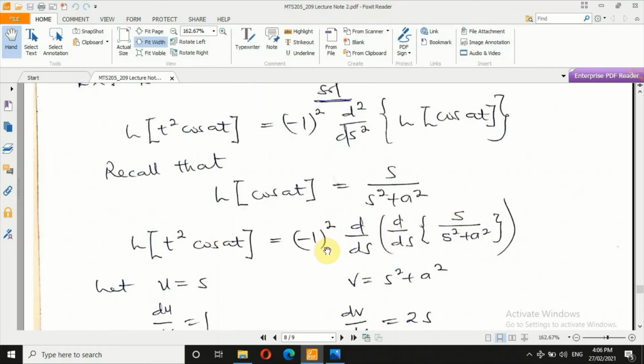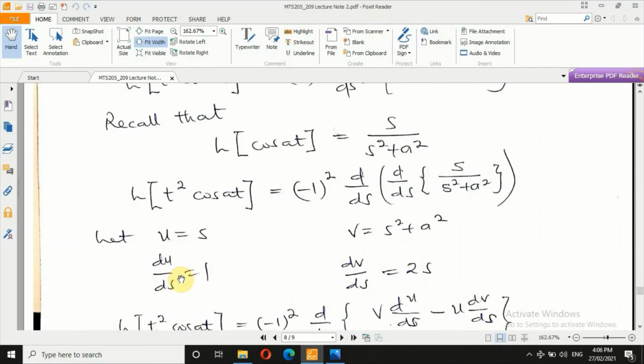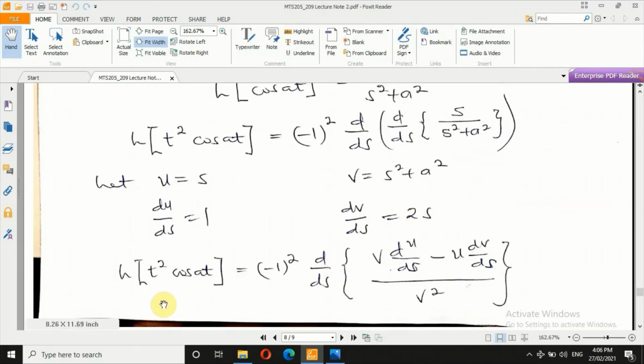So let's do it one after the other. Look at it. This one is just to show that we are differentiating twice. Let's differentiate the first time. The first time, our u is s, so what is du/ds? If you differentiate u equals s, you have 1. If you differentiate v equals s squared plus a squared, you have what? 2s. So Laplace of t squared cos at is now equal to what? Minus 1 squared, then u dv/ds minus v du/ds over v squared. You know we still need to differentiate the second time. That is why you can see this one here.